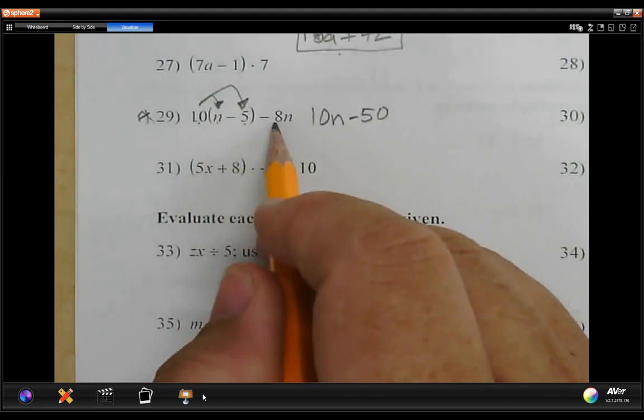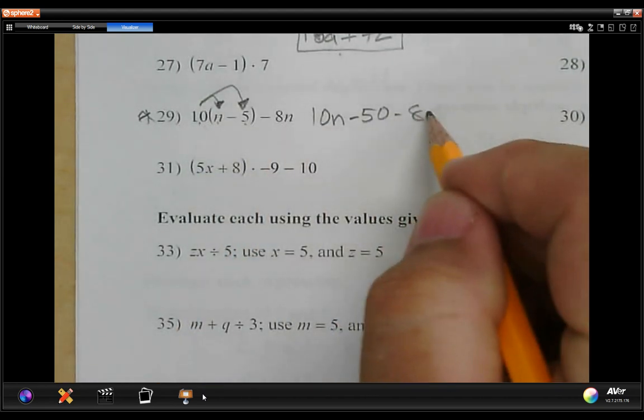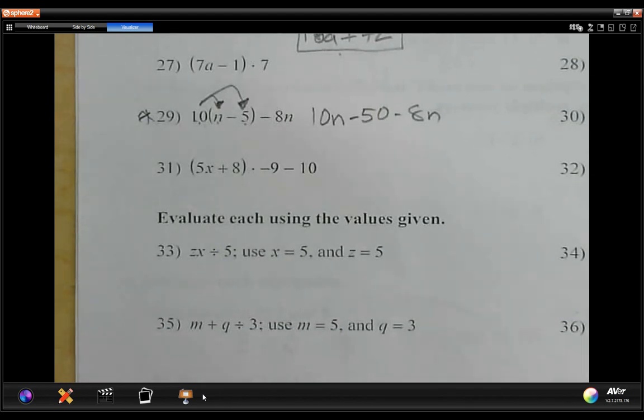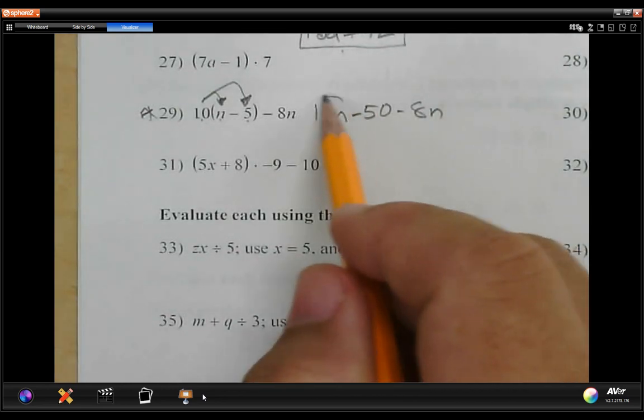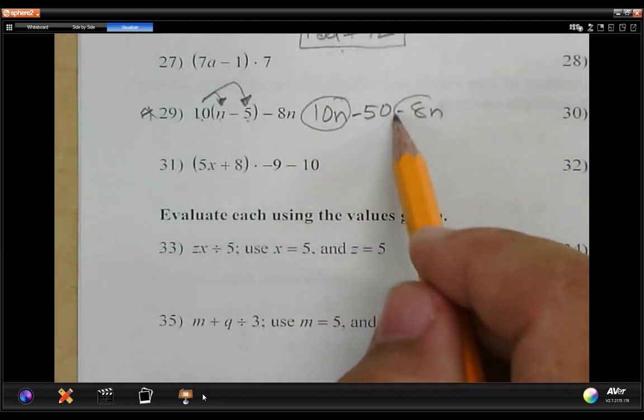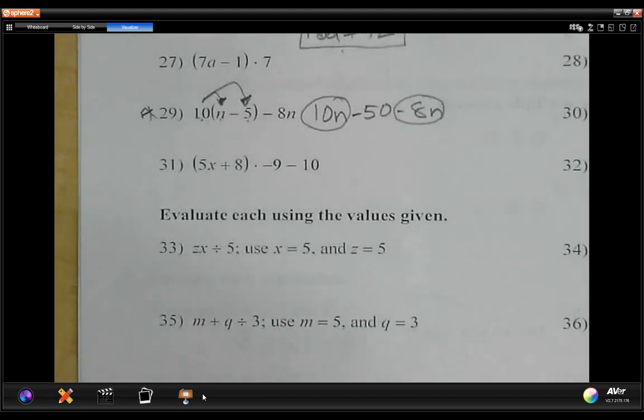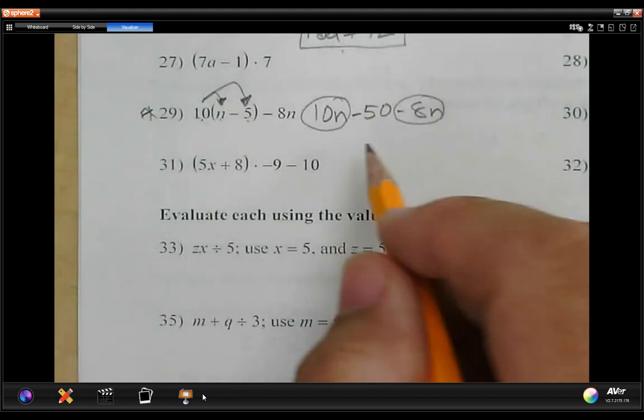And then this is just going to come along for the ride as well. So minus 8n. So now let's look for like terms. Again, like terms have to have the same variable raised to the same exponent. So you notice I have a 10n right here and I have a negative 8n right here. If I take 10 minus 8, what does that give me? 10 minus 8 is 2.